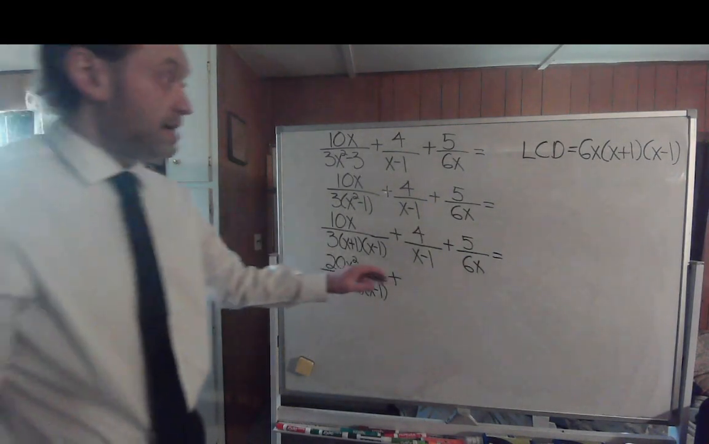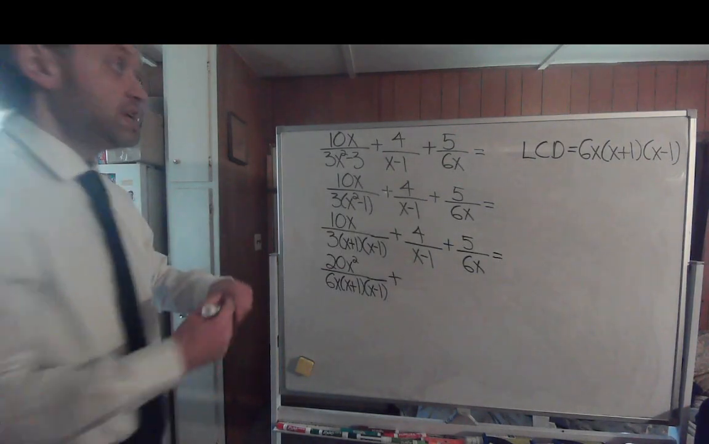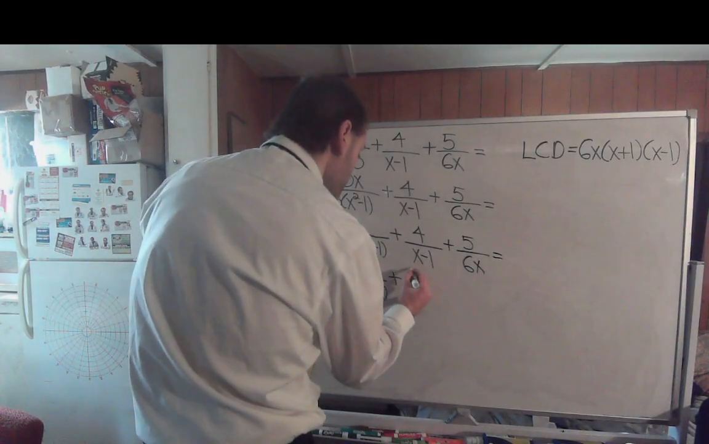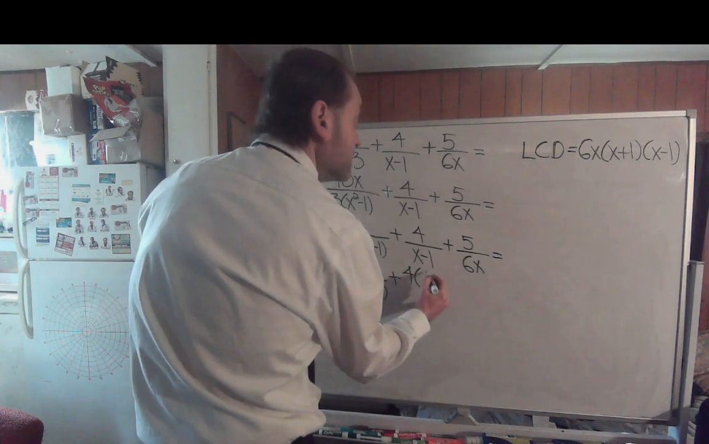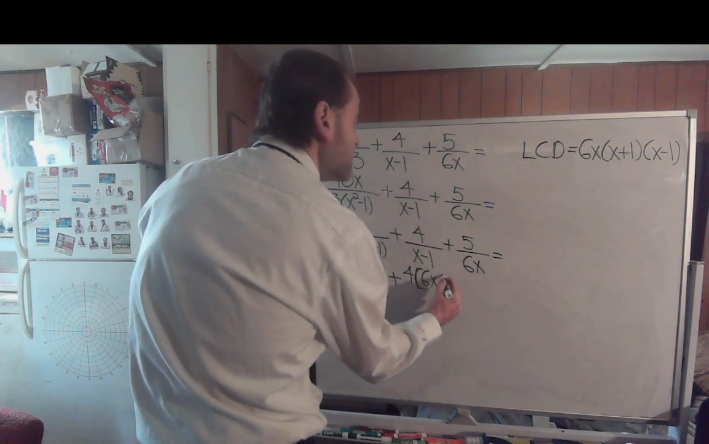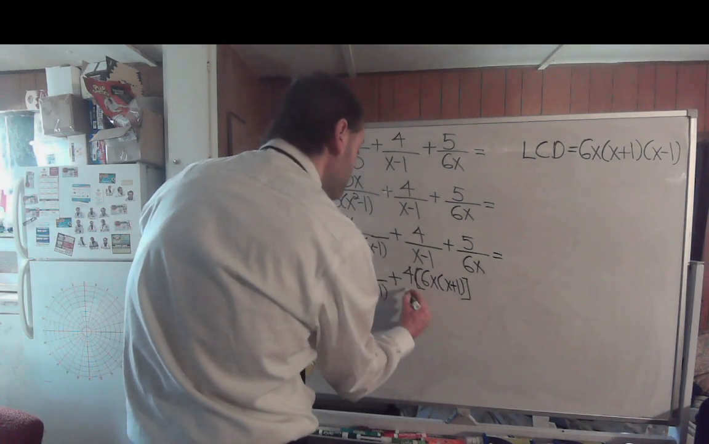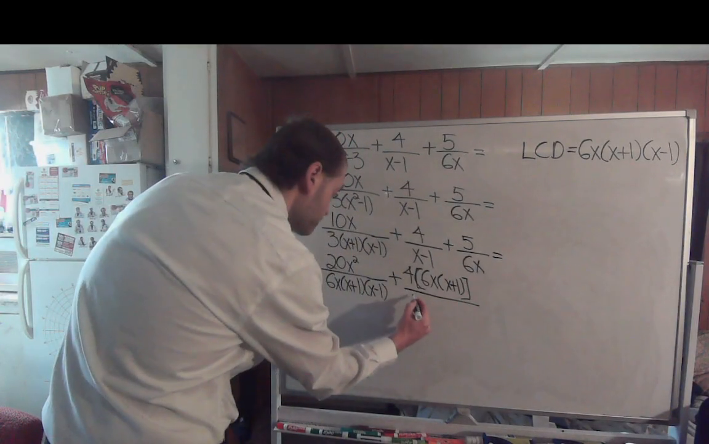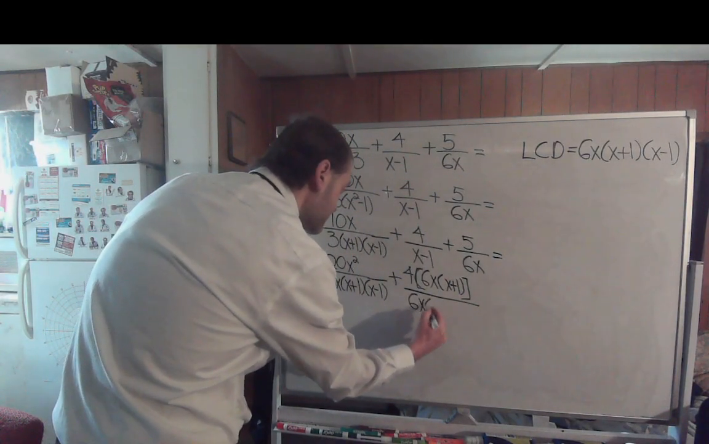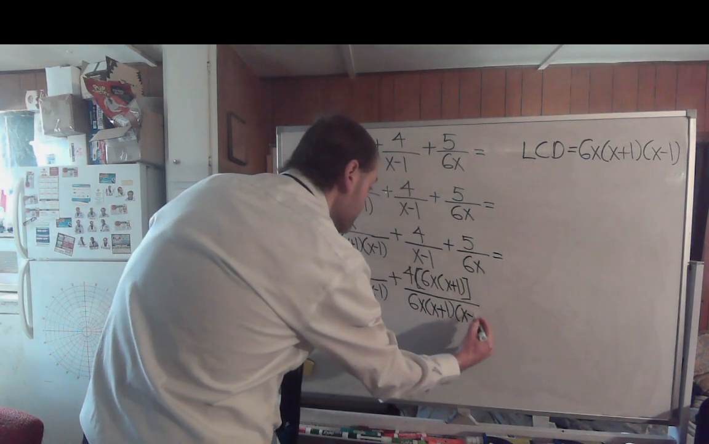let's deal with the second term. Your second denominator, all you have is x minus 1. That means you need to multiply both numerator and denominator by 6x times x plus 1. So that just got a little bit hairy. So the denominator would be 6x times x plus 1 times x minus 1.